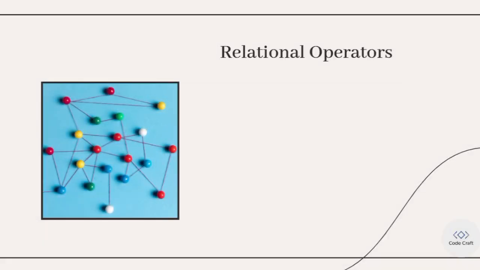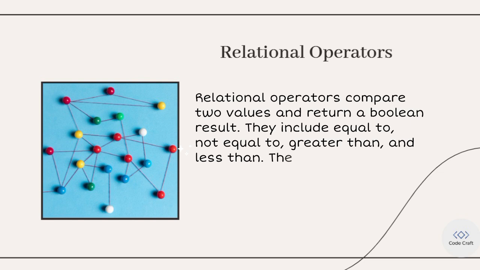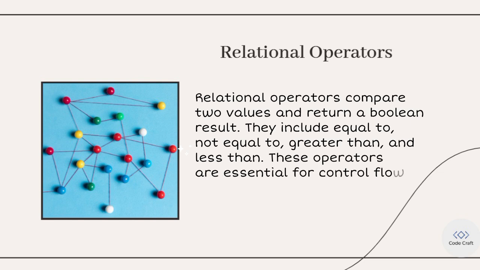Relational operators. Relational operators compare two values and return a Boolean result. They include equal to, not equal to, greater than, and less than. These operators are essential for control flow statements in Java.